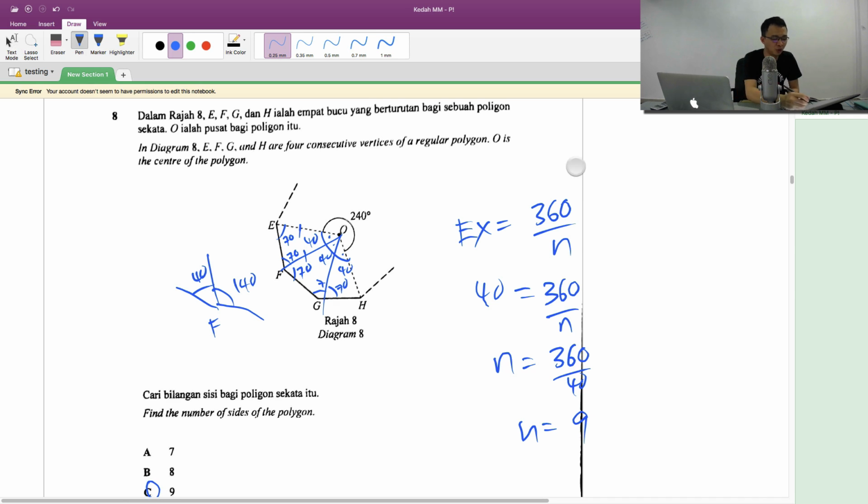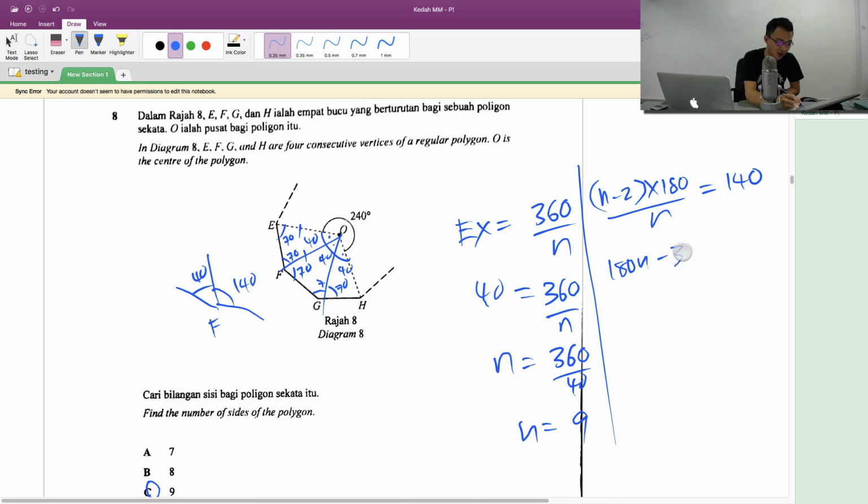Let's say you do not want to use the exterior angle, you say you're familiar with the interior angle formula. So interior angle formula is n minus 2 multiply 180 divided by n, isn't it? If interior angle equals to 140, you can solve this one. This is 180n minus 360 equals to 140n. That's why 180 minus 140 is 40n equals to 360, n equals to 9 as well.